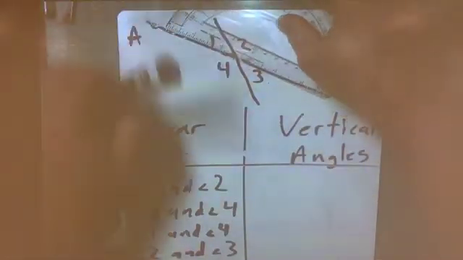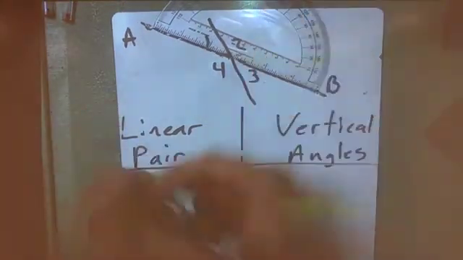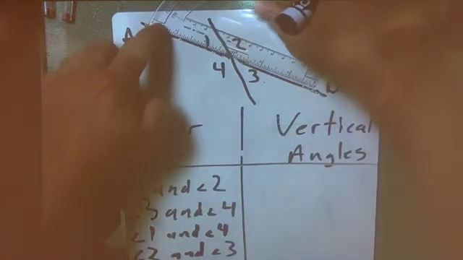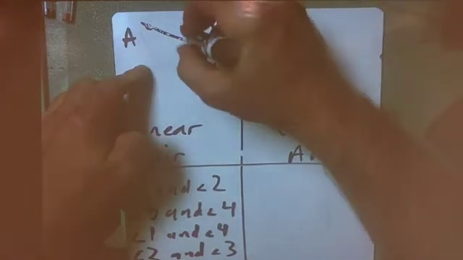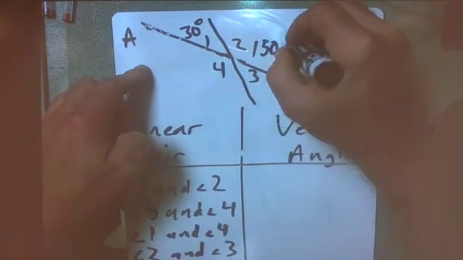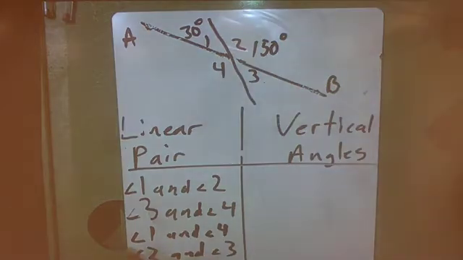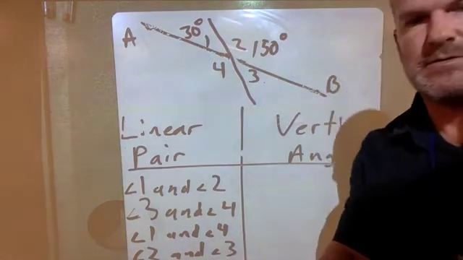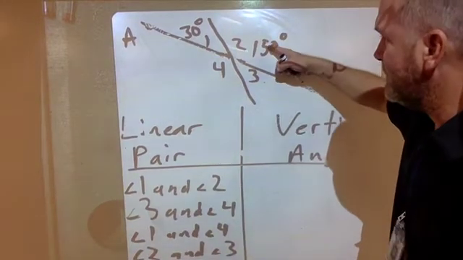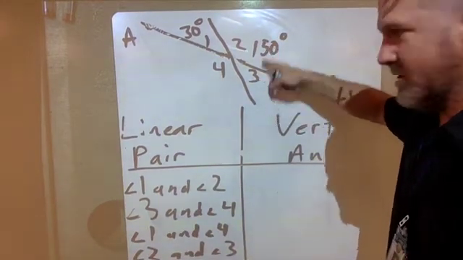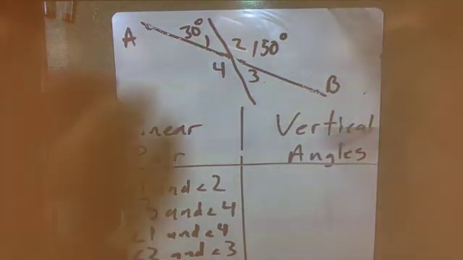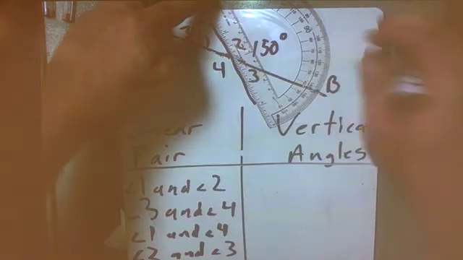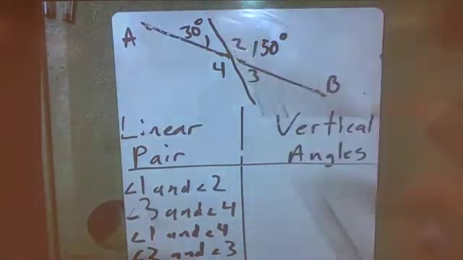All right, angle 1 is going to be 30 degrees, and angle 2 is going to be 150, it looks like. So 30 and 150. Well, we already have right here angle 2 and angle 3 are linear pairs. So if angle 2 is 150, angle 3 must be 30 because they have to add up to 180. If I put the protractor on there, yeah, that looks about right, 150 and 30.